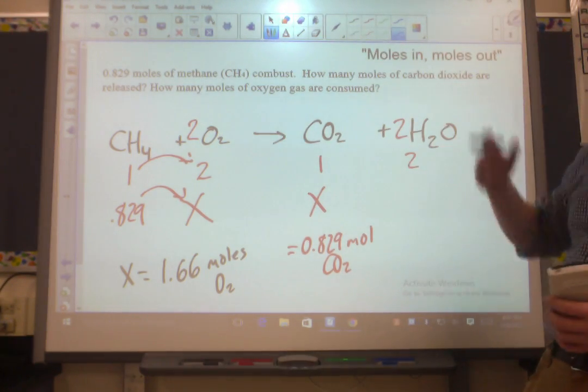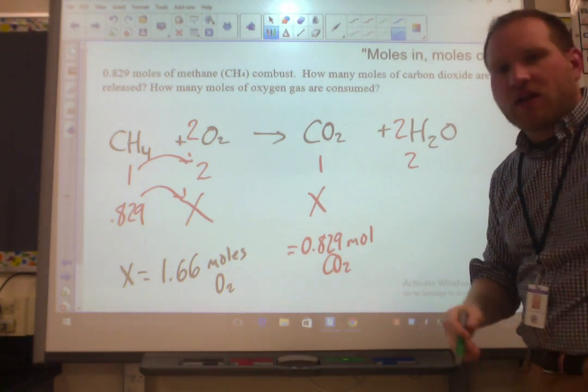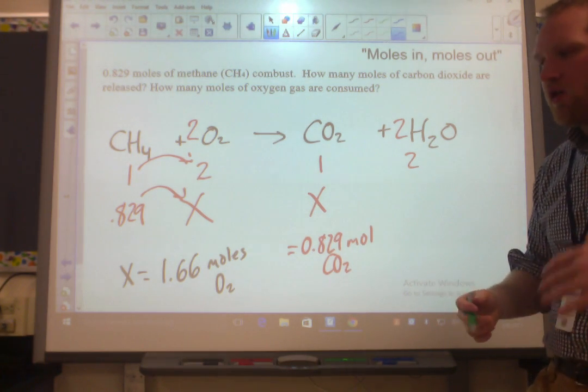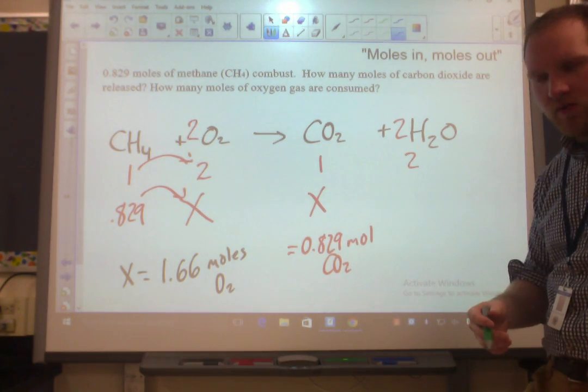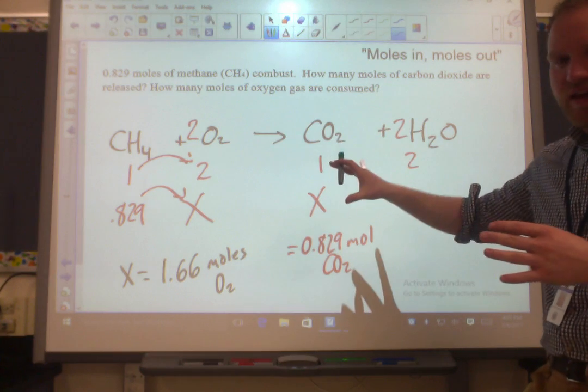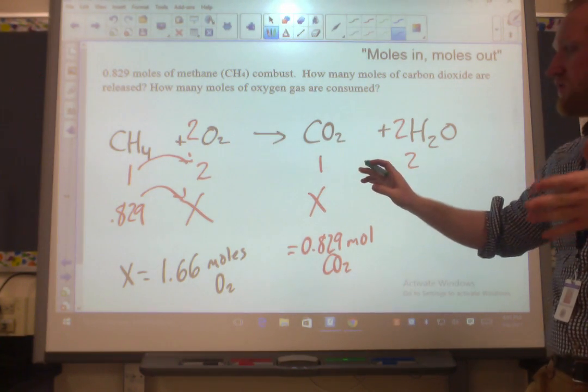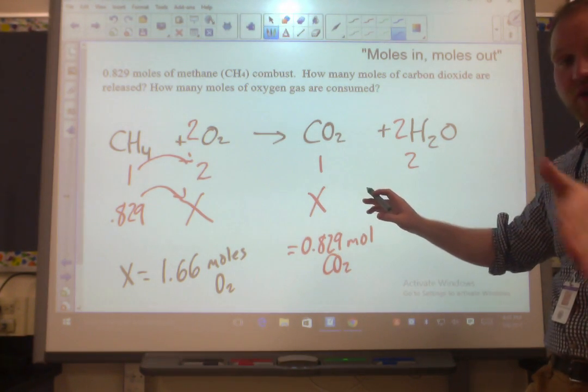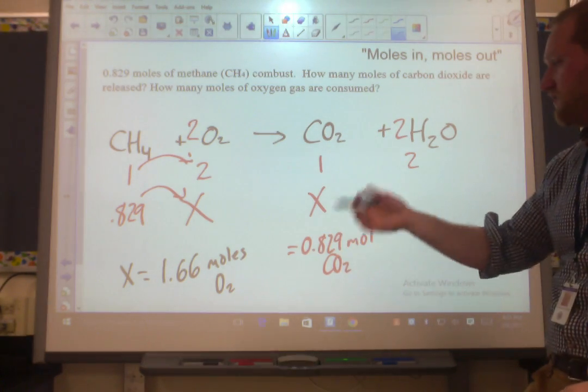Okay, and again, this is another moles in, moles out problem. Now the next level up is what I call grams in, grams out. It's the same exact thing, but on the front end, you have to convert from grams to moles, and on the back end, you have to convert back to grams.